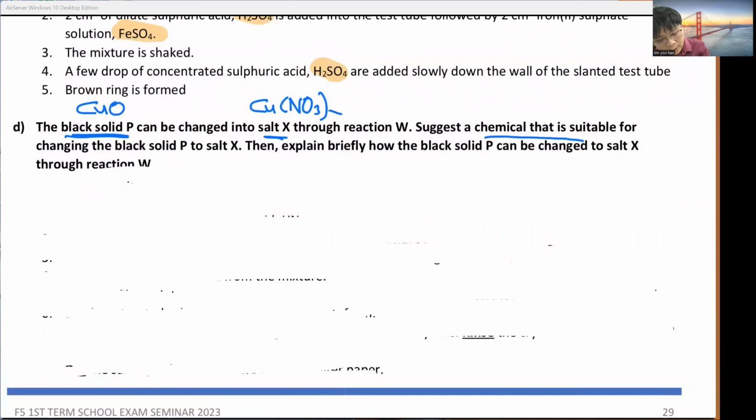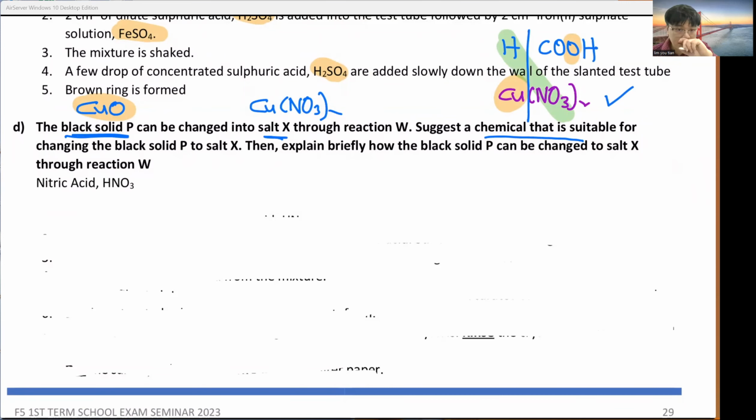Now you see, if I want to change to copper 2 nitrate, it means I want to prepare copper 2 nitrate. So it is a soluble salt. For a soluble salt we use an insoluble base. So the normal chemical that we need to use, the first one will be copper 2 oxide. We know it's copper 2 oxide. Now the other chemical must be nitric acid.